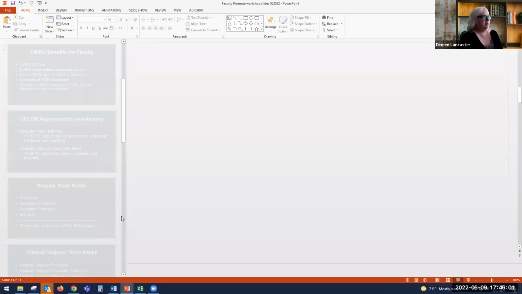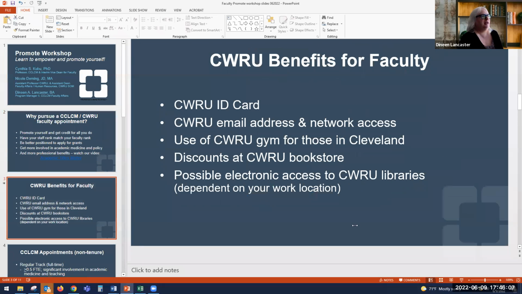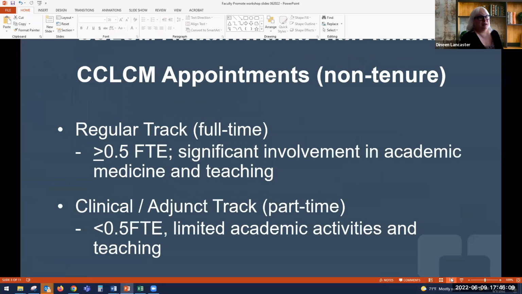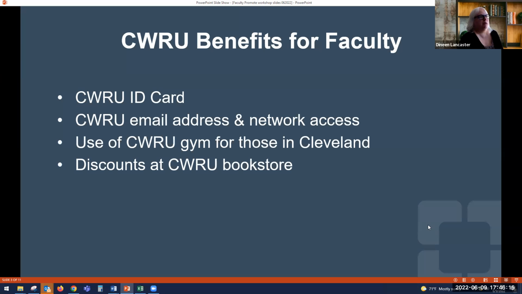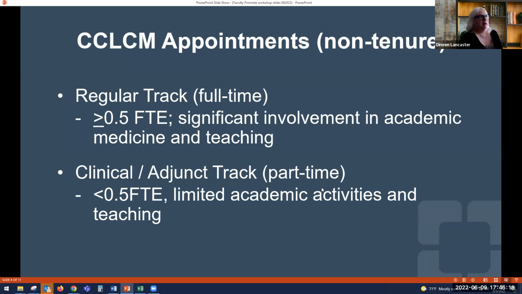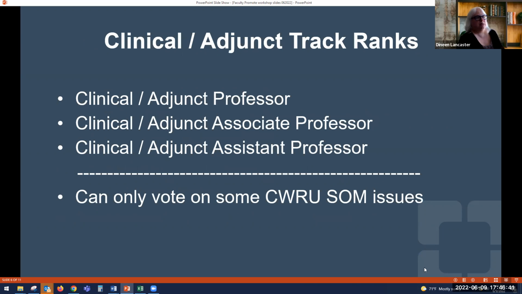Even though this isn't the best way to show you, let's see if that looks better. Let me just go back. I'm going to show you the screens, but I won't spend a lot of time on them because I already talked about them. Benefits at CASE, these are the ones I went over with you. Then here's the regular track and the clinical adjunct track. I was talking about greater than half the time, significant involvement, or the limited involvement more with the clinical. These were the regular tracks I mentioned. These were the clinical ones.